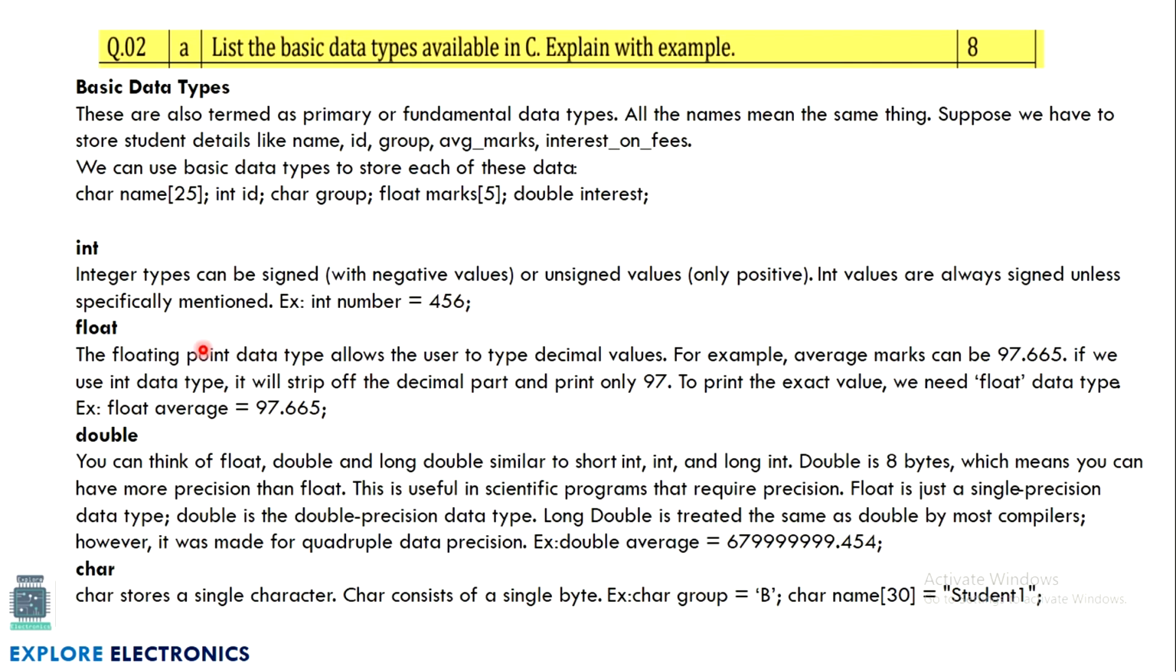Next we have: list the basic data types available in C and explain with example. This is also an easy question. We all know that the basic data types in C are int, float, double and char. Just list down these 4 basic data types. First of all, you can say what is a basic data type, explain 2 or 3 lines on them and give some examples like this.